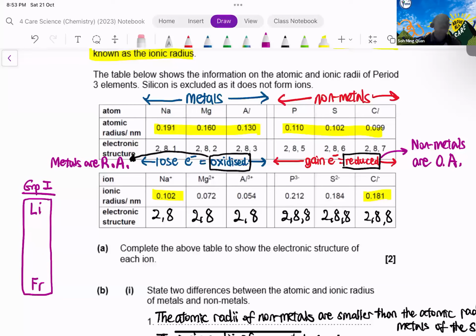This means that it gets more and more reactive. Lithium should be the least reactive in group 1. Francium should be the most reactive, most explosive. Now, this is what you have memorized, which the whole Singapore will also memorize. However, what does it mean for group 1 to react?